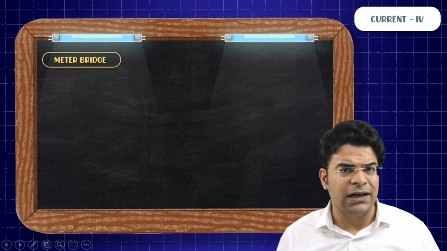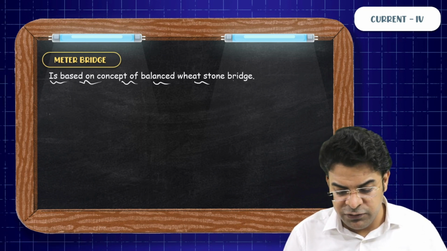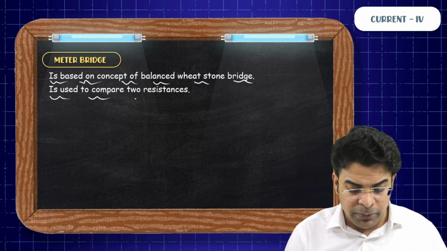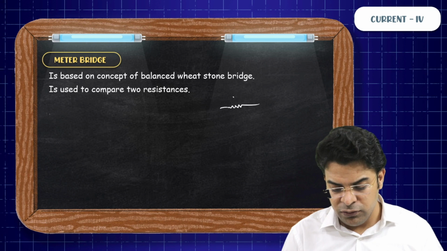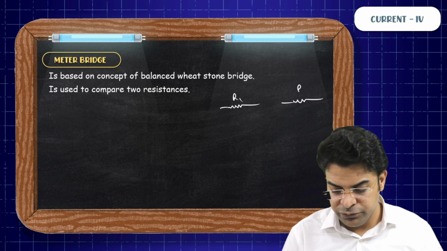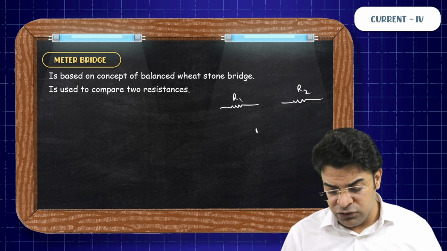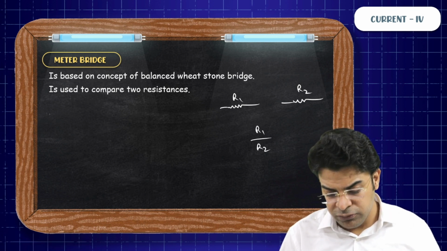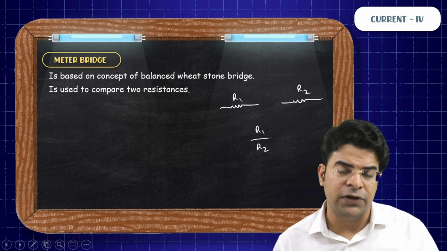Now what exactly is a meter bridge? So meter bridge is based on the concept of balanced Wheatstone bridge. It is used to compare two resistances. So let's say you have got two resistances with you, let's say R1 and R2. Using a meter bridge, this device, you can find out the ratio of R1 by R2. And if you know one of them, you can find the value of another one.